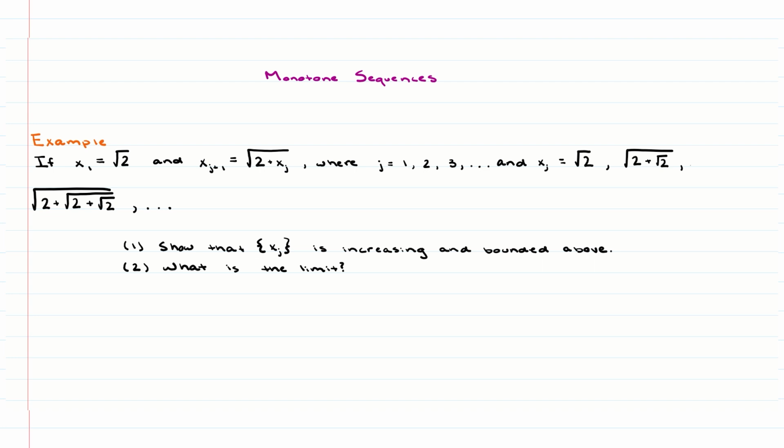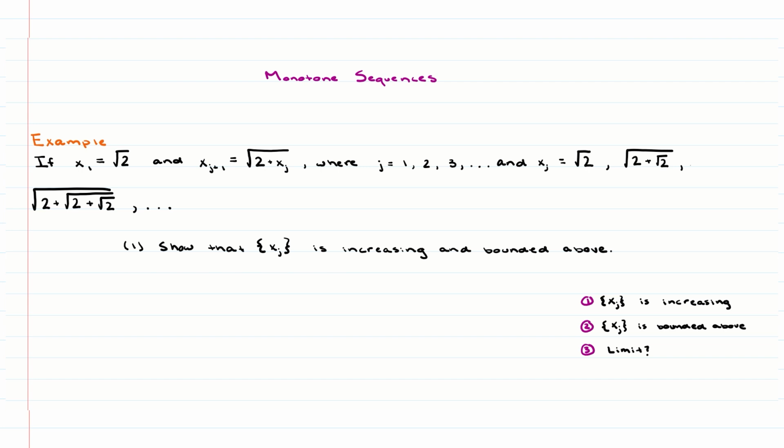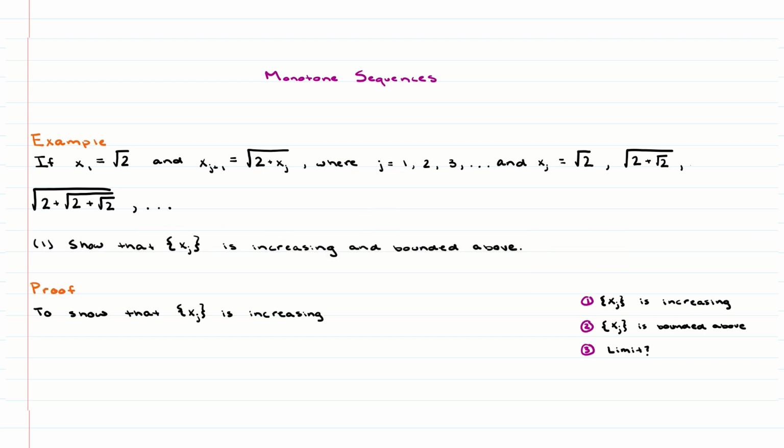I like checklists, so I'm going to create one to keep track of all the things that we're being asked to do in this example. So let's start our proof by showing that the sequence is increasing. And to show that the sequence x sub j is increasing, we need to show that x sub j is less than or equal to the next element in the sequence, x sub j plus 1.